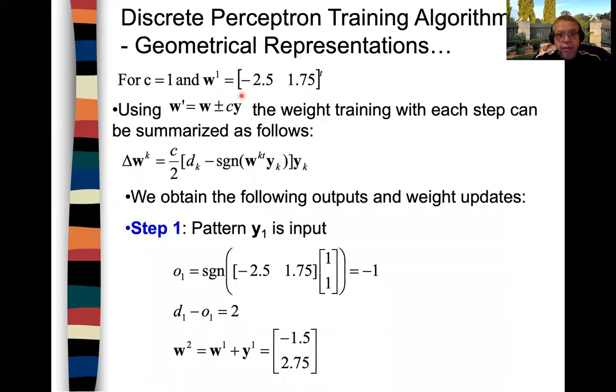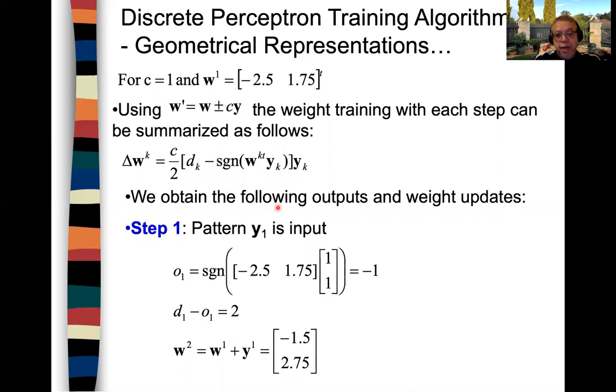So for C equal 1, you assume that you have randomly selected your weight W1, and it is equal to [-2.5, 1.75] transpose. So you use this training rule where the new weight equals the old weight plus or minus CY. The weight training with each step can be summarized as follows: delta W is C over 2 times the desired output minus, because you have a threshold logic unit, sign of W transpose times Y, and times the Y here.